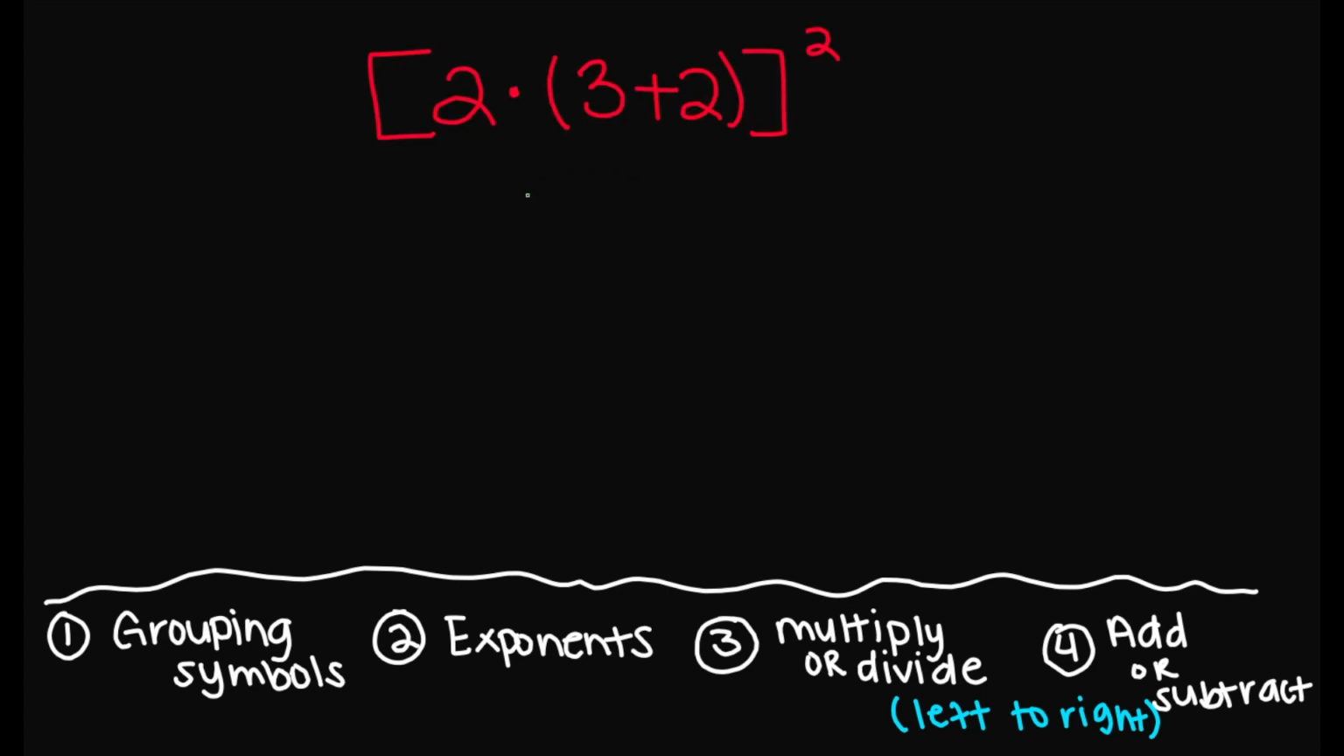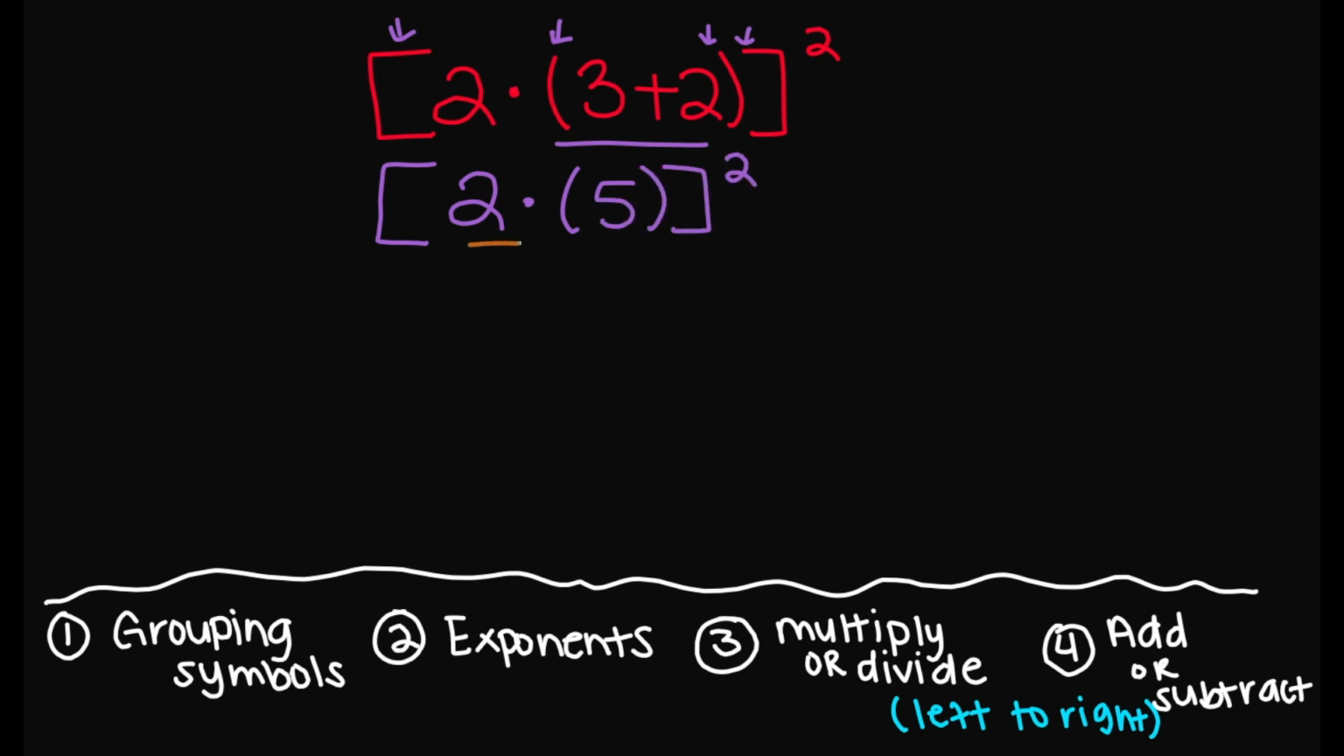Let's look at this example here. So first we're going to solve inside my brackets. I have a bracket here, and then we have parentheses here. So let's go ahead and solve my parentheses first inside my brackets. So 2 times 3 plus 2, this is going to equal 5. And next we're going to work inside my brackets. So 2 times 5, this is going to equal 10. And 10 squared, this is going to equal 100. So your final answer here is 100.